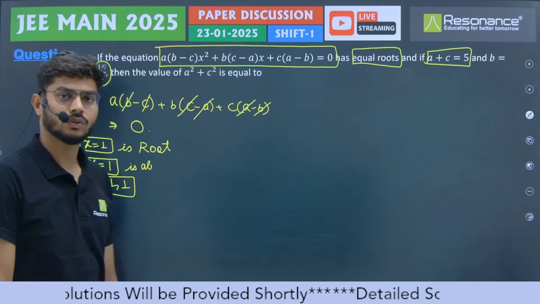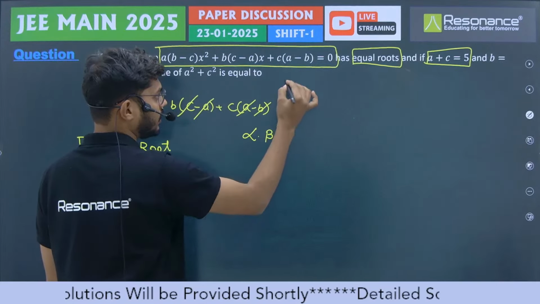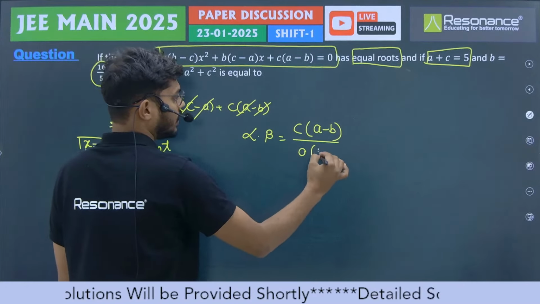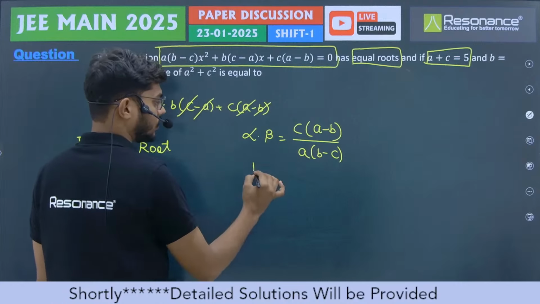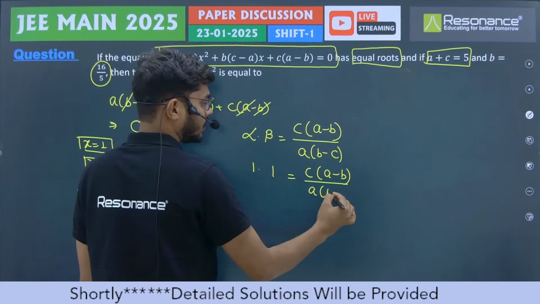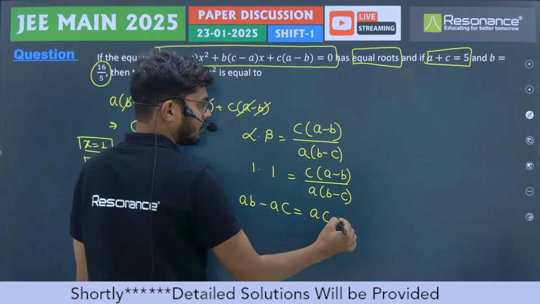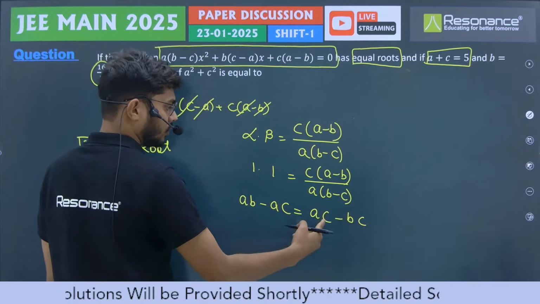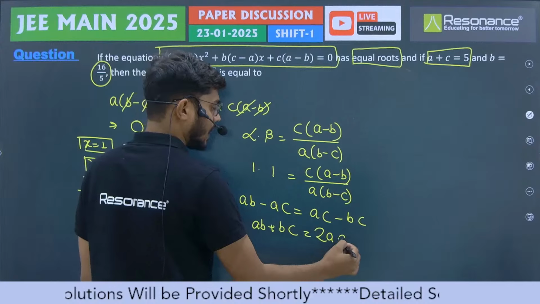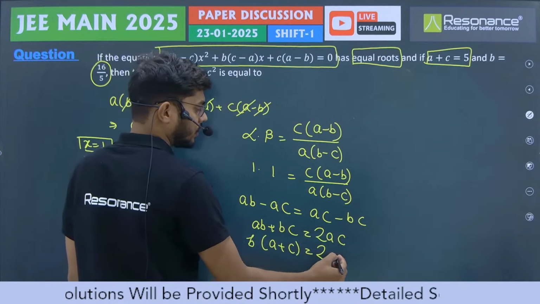Can I say that if both the roots are 1 and 1, what is the product of the roots? Alpha into beta, c by a, which is nothing but c, a minus b upon a, b minus c. This is also 1, this is also 1. Cross multiply, I got ab minus ac equal to ac minus bc. AC will go there, BC will come here, so I will get ab plus bc equal to twice of ac. Anything we can take common? We can take b common, I will get b times a plus c, which is nothing but 2ac.